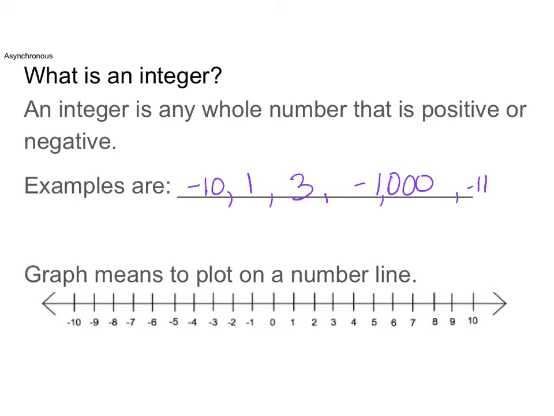So let's go ahead and graph. Well, what does graph mean, first of all? So graph means to plot a number on the number line. So let's go ahead and graph a +3. Well, all that means is I put a point on 3. Let's graph 1. That means I put a point on 1. Let's graph -10. Okay, so there you go right here. And let's graph a -4. That would go right there. That's all that it means to graph on a number line.